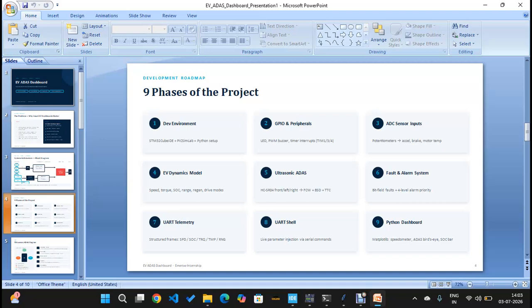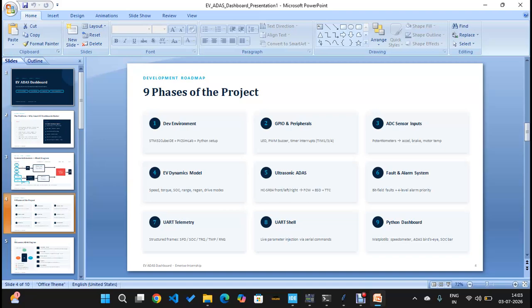And we convert the LED, buzzers and ADC sensor inputs, which are potentiometers. These are my ADC sensors: acceleration, brake, and motor temperature. All this is calculated with the help of potentiometers. All this data comes from the potentiometers. And then the EV dynamics model, which is speed, torque, SOC, range, and regenerative braking and drive modes. Regenerative braking means if we apply the brake, our battery gets charged by braking. That's called regenerative braking. We're not wasting our brake; the brake helps to charge our battery.